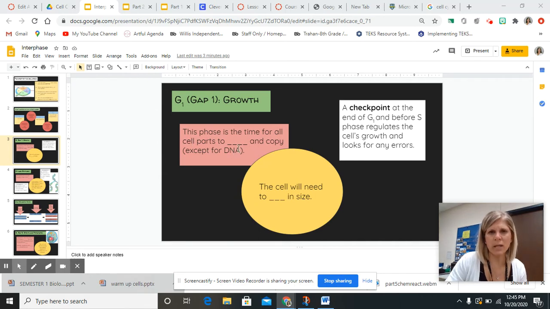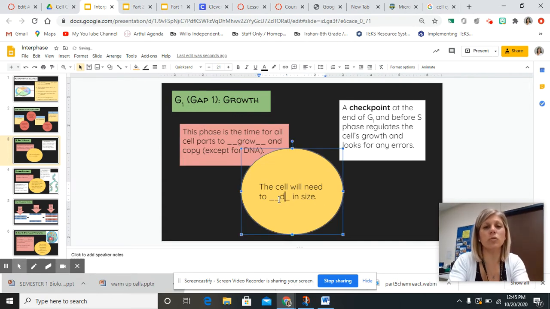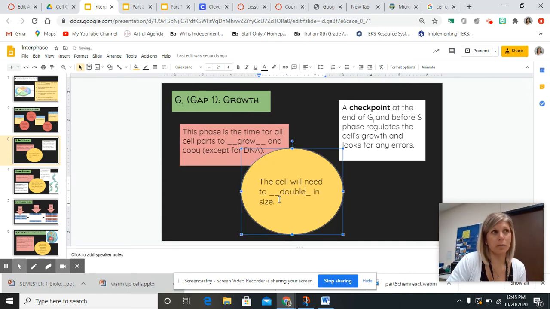So what ends up happening here is this is the phase when it's time for all the cells to grow and copy all parts. That includes your organelles, your mitochondria, vacuoles. We literally double everything. That word double is really important because the cell will need to double in size. That just makes sense. If I'm going to take the cell and split it into 2, I want it to be double the size. That way when I split it, it's back to normal.